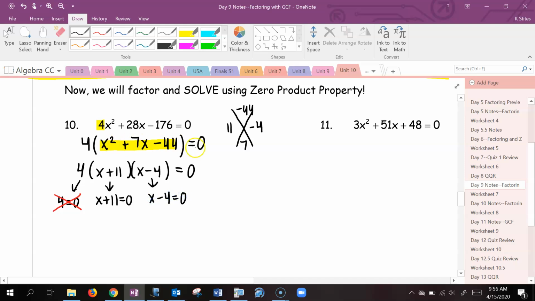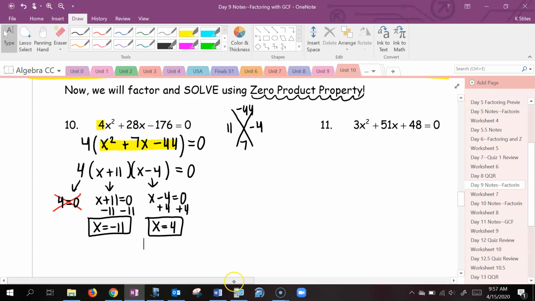So step 1, pull out your GCF. Step 2, do your box problem. Now step 3, we'll use zero product property. Okay, so set each part equal to 0, and then we'll solve. And we should get x equals negative 11 and x equals 4. And again, these are representing the x-intercepts of your parabola, or the zeros of your parabola.